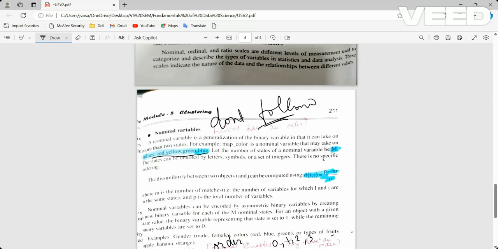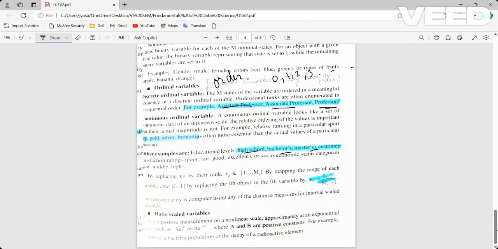So this is the dissimilarity formula for nominal variables. These are the different types of variables, and finally you have ratio scaled variables. So it is the second important 2-mark question. Don't worry about these two sections. Just prepare yourself for the 2-mark question: different types of data in clustering. Thank you.